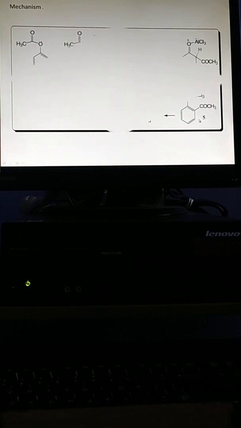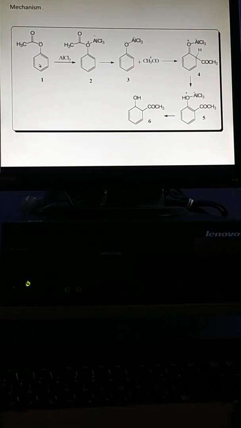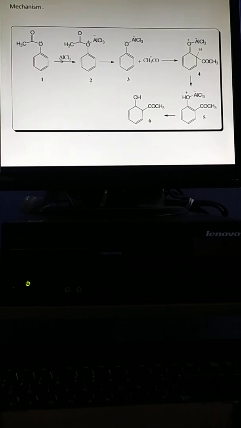So now we will see the mechanism of this reaction. So this is the phenolic ester. Here we have an oxygen. We have AlCl3, that is aluminum trichloride. Here we have a lone pair of electrons, so there is a formation of this bond with AlCl3 here. Once the oxygen donates electrons, there is a positive charge on the oxygen. So this becomes unstable here.